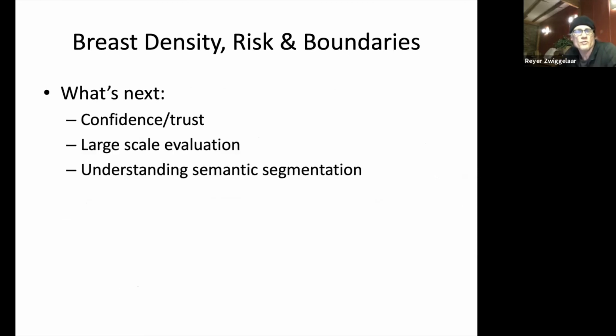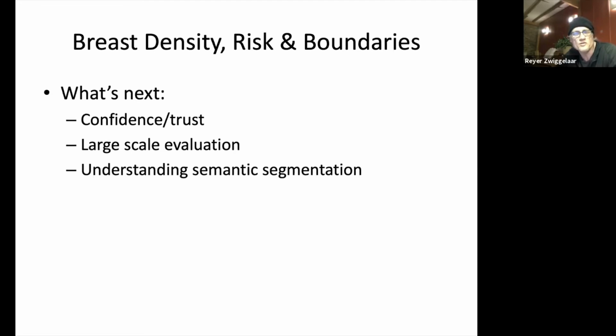So one of the things that we are interested in from this point of view is how much do we trust risk assessment in this case? What kind of confidence do we have in the segmentation and in the results? And that's an active area we are looking at. And that is providing us with new insight in how radiologists perform these tasks as well.